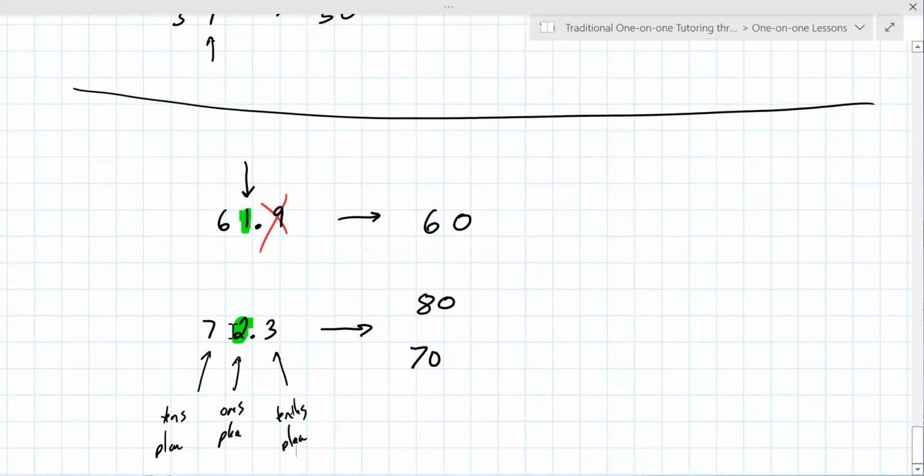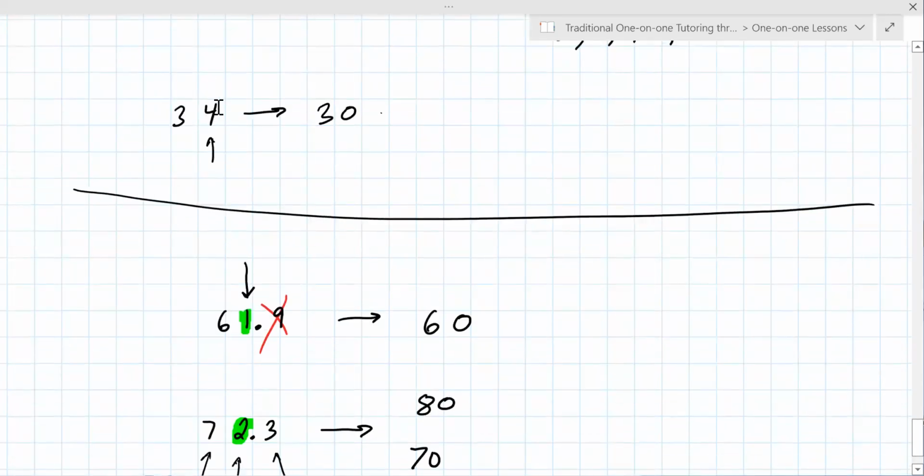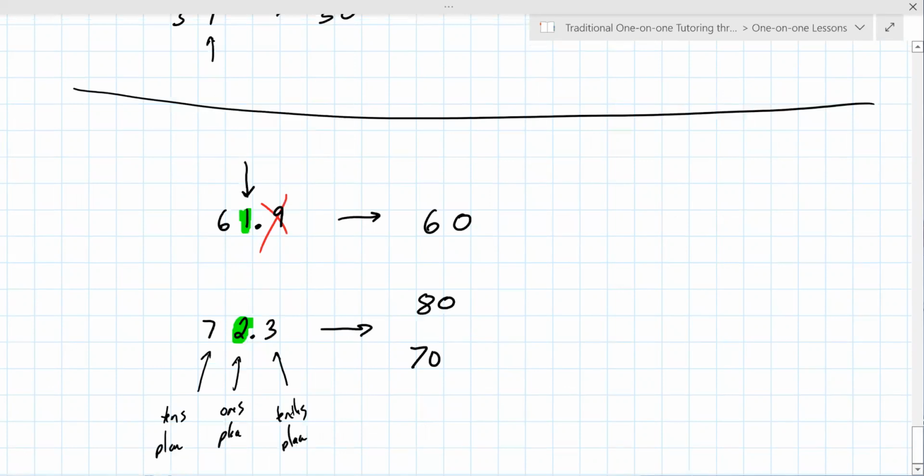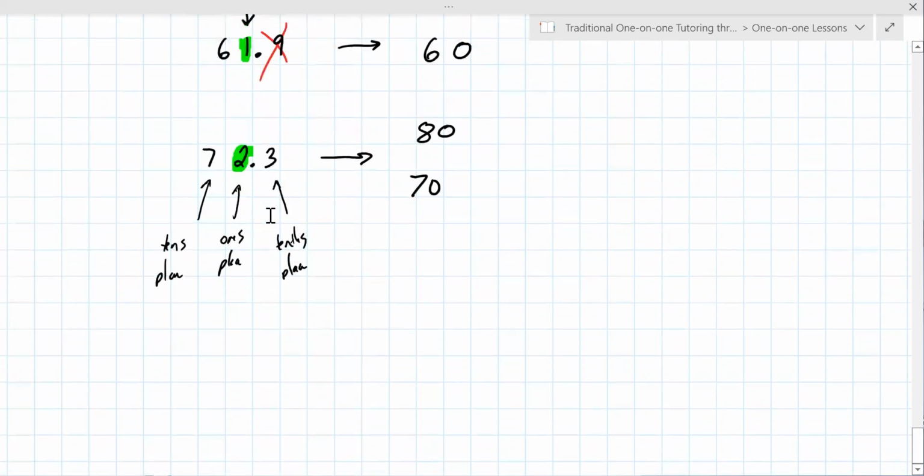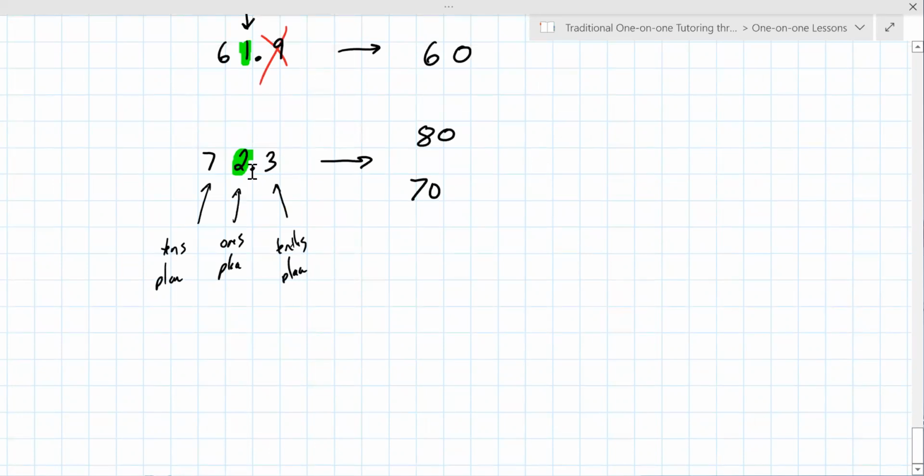So you look at the ones place. The ones place is just to the left of the decimal. If there's no decimal, it's the first number you see. Okay, so does 72.3 round down to 70 or up to 80? Down. Yes, it rounds down to 70.